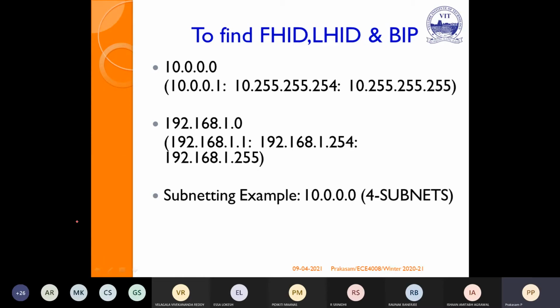Then the next one, for example, the same IP address. This is the given IP address for subnetting. From this, I want to find the subnet IDs for four subnets. For example, suppose I want to create four subnets in my organization. Then I should assign the respective subnet ID for each and every subnet.